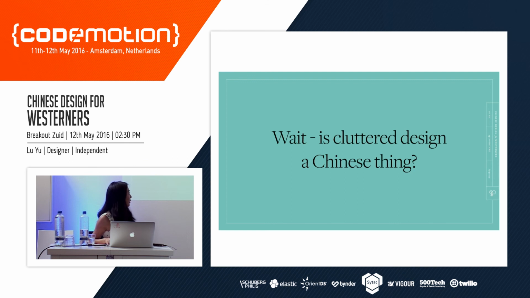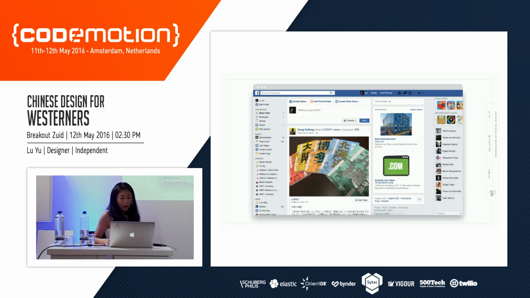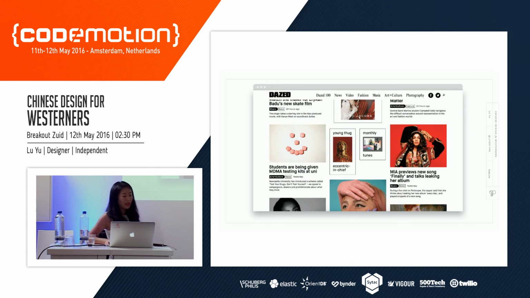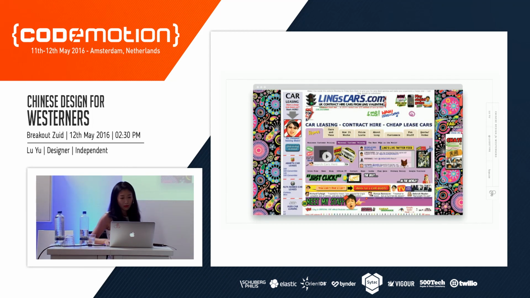But just hold on a second. Is this kind of cluttered design a Chinese thing? What about the social media websites you're visiting 10 times a day? And what about the news websites you're visiting every morning? And those online magazines that you just keep exploring? And even this. Linscott.com. This is one of the most successful online car rental businesses in the UK, and I mean, it's even more crazy.